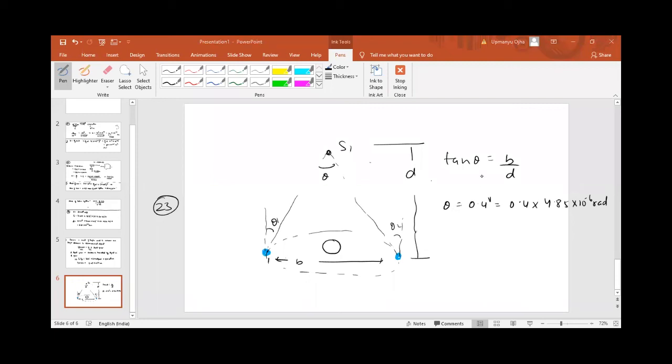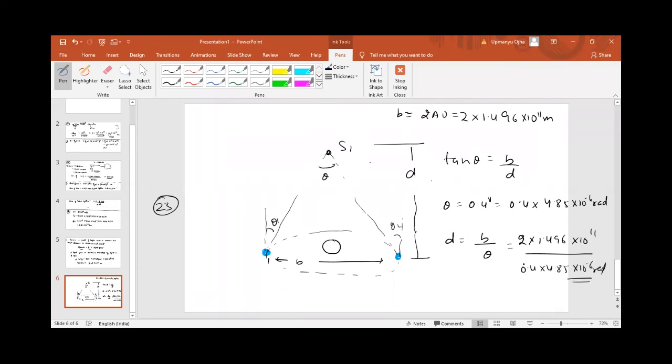Okay, and b will be equal to 2 astronomical units. That would be equal to 2 into 1.496 into 10 to the power 11 meters. So we can find the distance between them, that is d. D would be equal to b by theta. D is how much? 2 into 1.496 into 10 to the power 11 by theta, which is 0.4 into 4.85 into 10 to the power minus 6 radians. Okay, that is how we can find the value of this d.